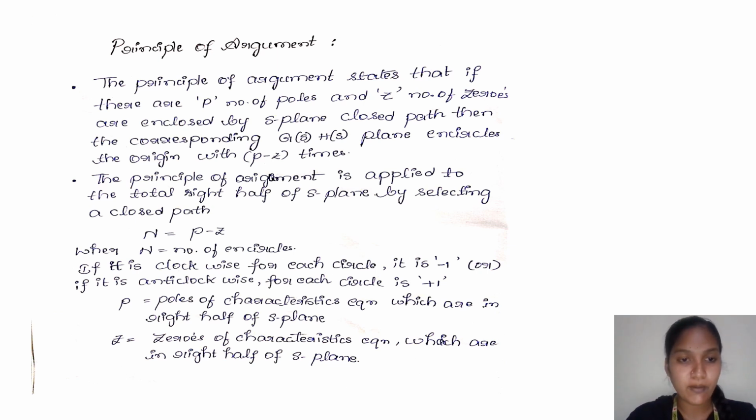So here we use the formula N equals P minus Z. N is the number of encirclements. If the encirclement is in the clockwise direction, it is -1. If it is anti-clockwise, for each circle it is +1. And P is the poles of the characteristic equation which are in the right half of s-plane, and Z is the zeros of the characteristic equation which are in the right half of s-plane.